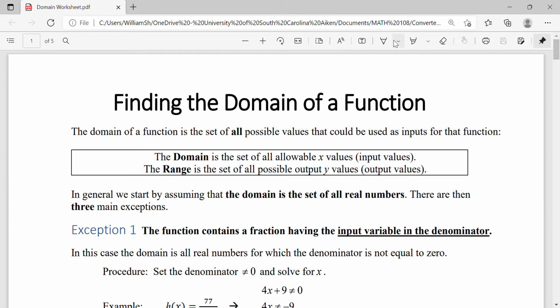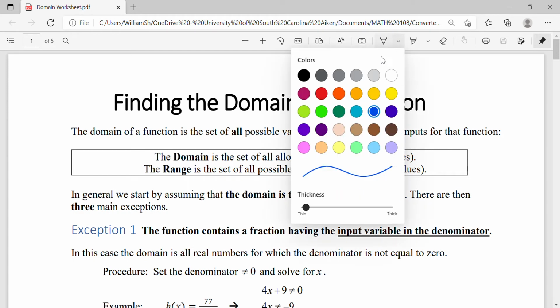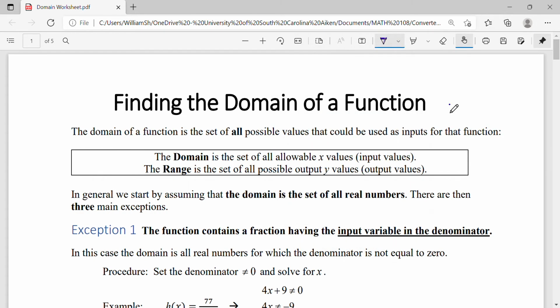We are going to go over finding the domain of a function. Now, we have already gone over this in chapter 1.1, but this worksheet is going to go a little bit more in depth on what to really look for when laying out your domain and where your domain exists. So just to go through it, it says finding the domain of a function.